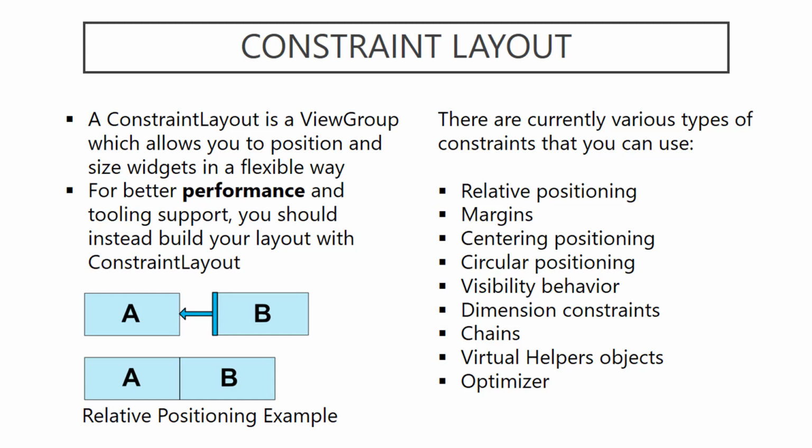The different types of constraints that you can use are relative positioning, margining, centering, circular, visibility, dimension, chains, which is pretty neat, I'm going to give you an example, and then virtual helper and optimizer. So here, just a small example of relative positioning. Let's say you have two views onto your activity on your screen.